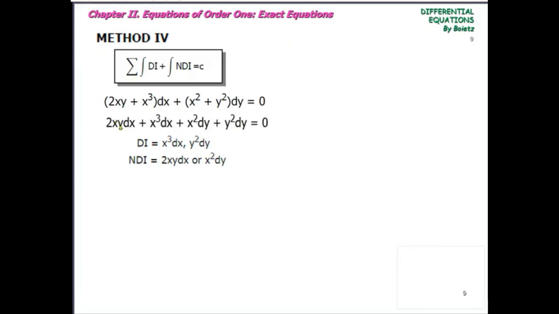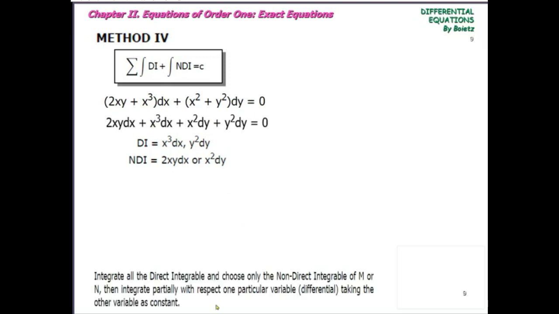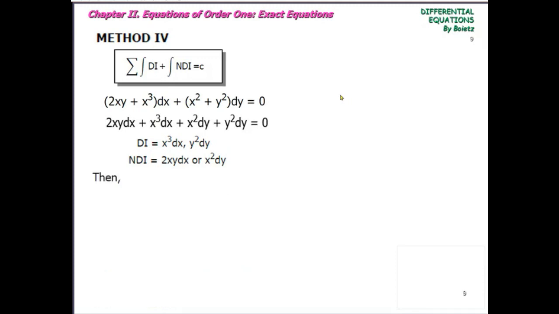Yung non-direct integrable naman is 2y dx or ito kasi para sa m, tapos dito sa n ay yung x squared dy. So ano gagawin? Lahat ng direct integrable, integrate mo. Tapos sa non-direct integrable, mamili ka lang doon sa m or n. Ayun. So ito yung binasa natin kanina. Then, integrate mo yung x cube, tsaka yung y squared, ito. Then mamili ka lang dito sa dalawa. I think mas madali ang pinili ko ito.